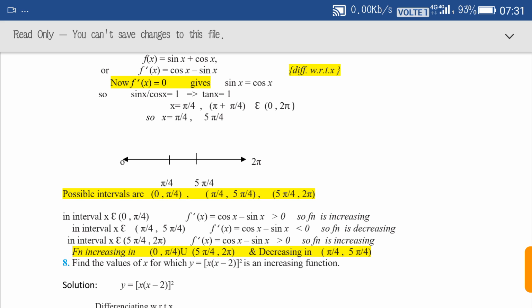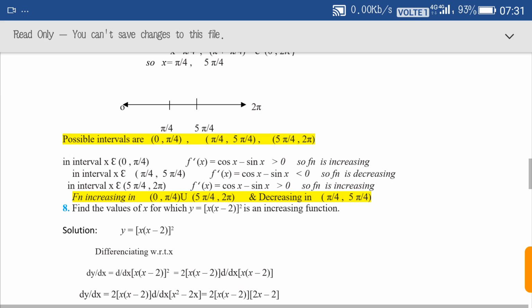Now check f'(x) = cos x − sin x. If we take any value from this interval, you will get a value greater than 0. So the value is positive, and so the function is increasing. Thus we see that the function is increasing in the interval 0 to π/4 union 5π/4 to 2π, and decreasing in the interval π/4 to 5π/4.